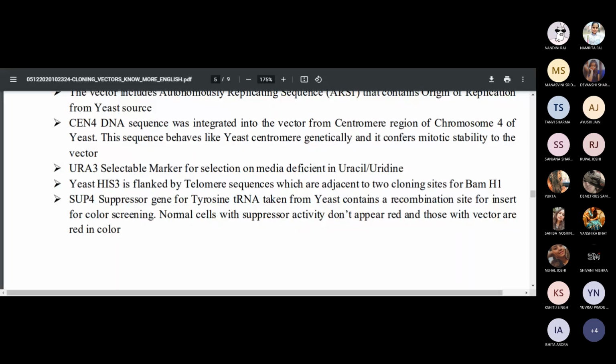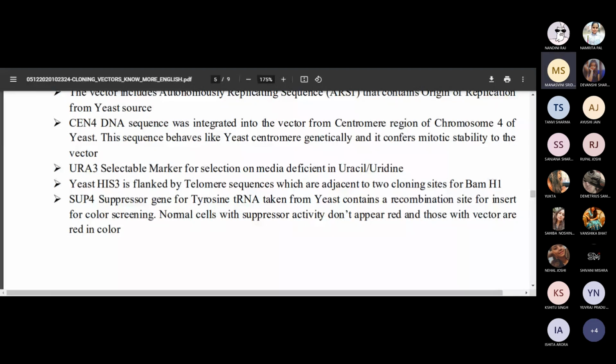Please read the next one, HIS3. Yeast HIS3 is flanked by telomere sequences which are adjacent to two cloning sites for BamHI. Okay, so these are the telomeres. Yes, please read the next one.